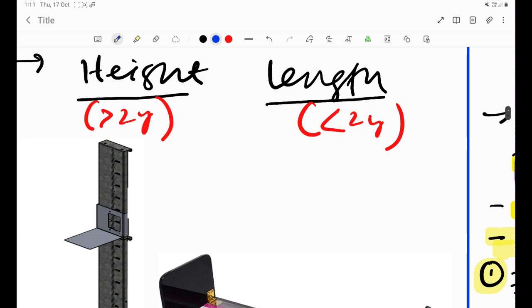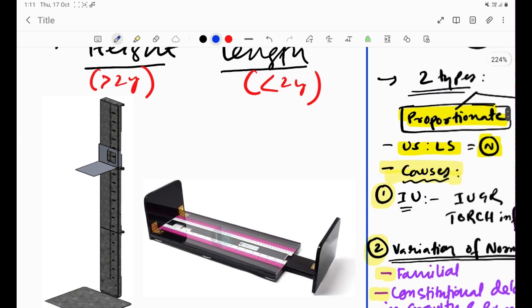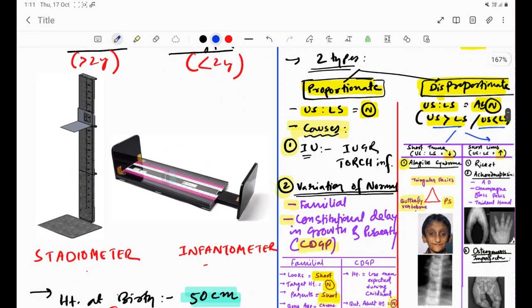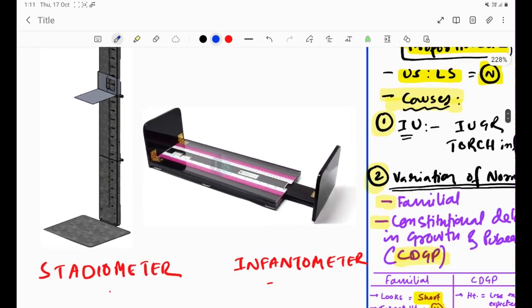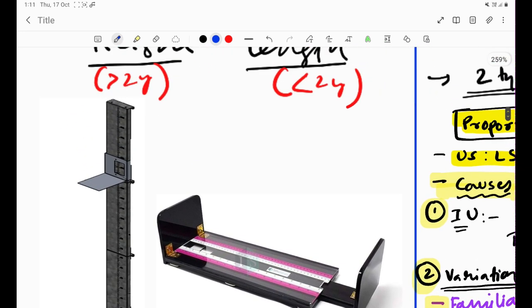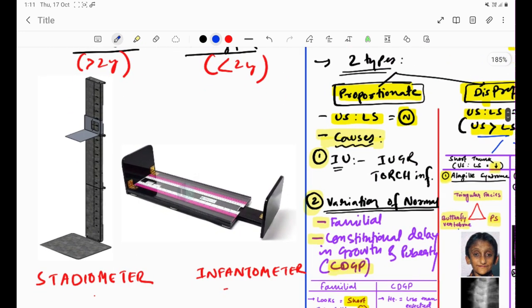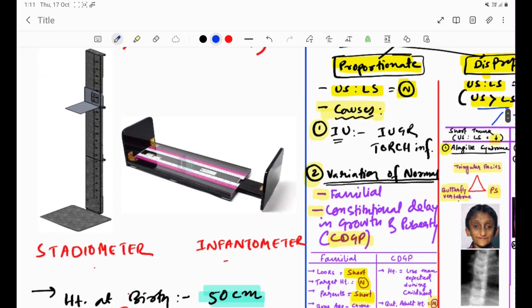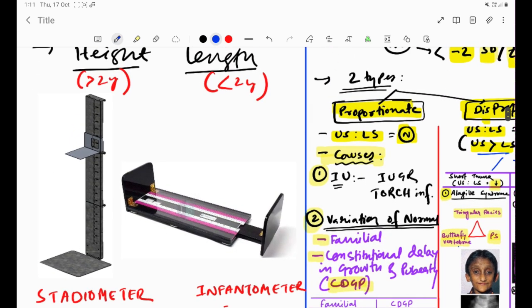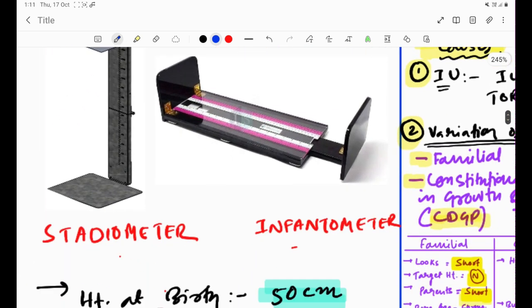So what are the instruments that are used for measurement of height and length? If you're considering height, then it is stadiometer, and if you're considering length, then it is infantometer. You have to know these images. These were PYQ. So for height, more than 2 years, it is stadiometer, and for length, which is less than 2 years, it's infantometer.